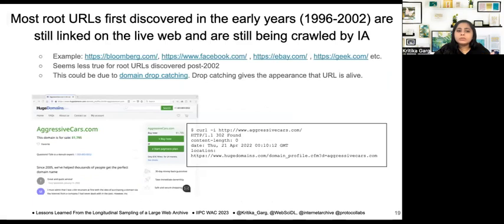And most of these root URLs that were discovered in early years, such as 1996 to 2002, are still linked on the live web and are still being crawled by IA. Some of these URLs are popular domains like bloomsburg.com, facebook.com, ebay.com, etc. Some of the root URLs could also be in this list due to domain drop catching. So domain drop catching gives the appearance that this URL is still alive.